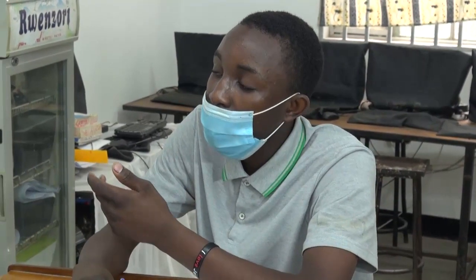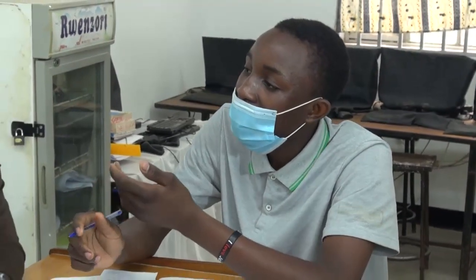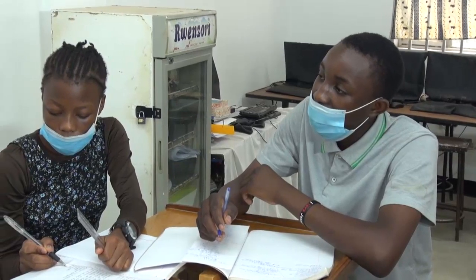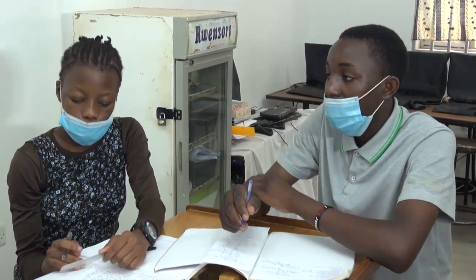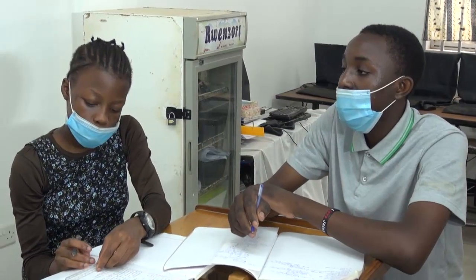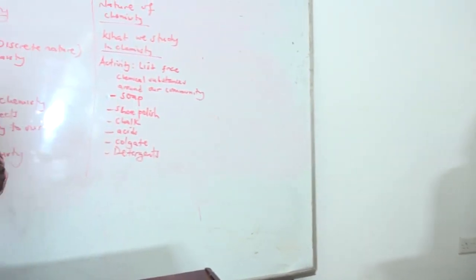Yes. Then we have acids. For example, sulfuric acid. Acids. Yes. Then we have Colgate. Colgate. We have detergents like Omo. Then detergent. Those are enough? Yes. Yeah. Thank you very much for that.